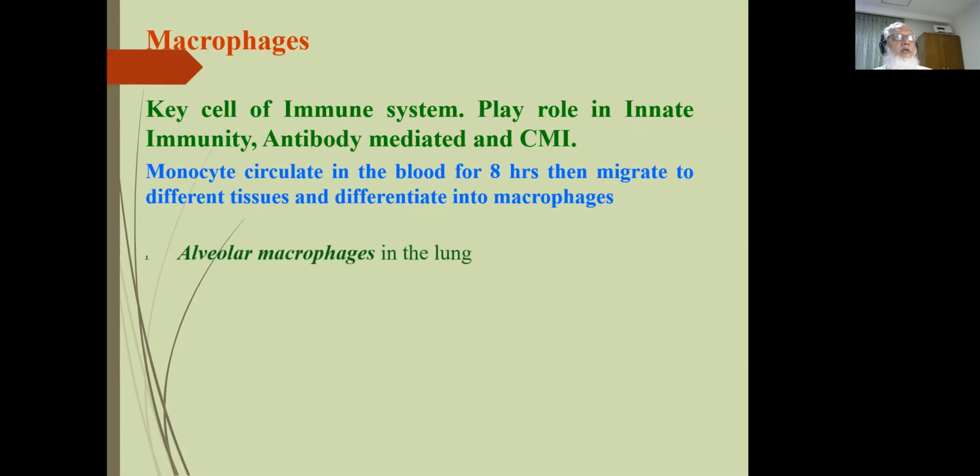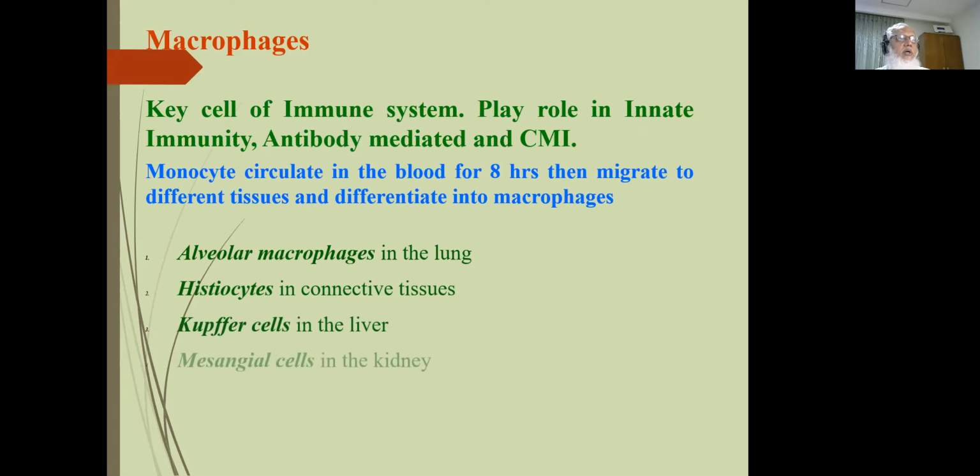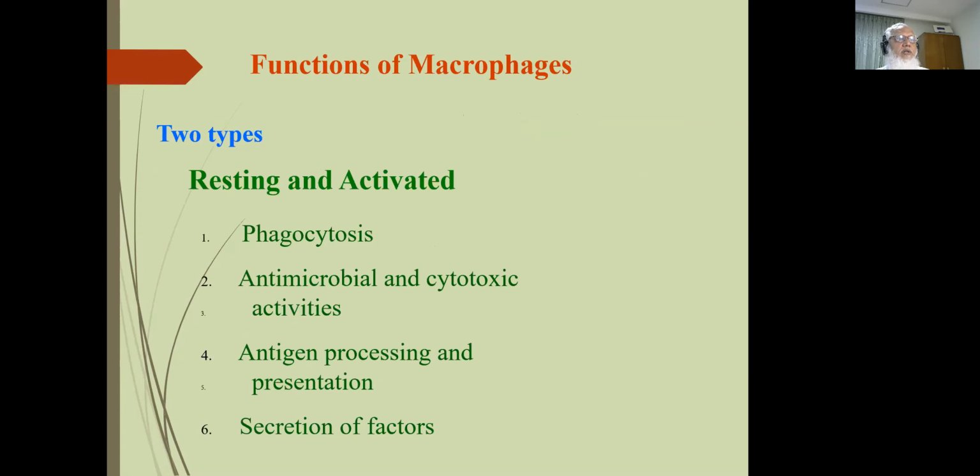These are named, as I have said in the immediate previous slide: in the lung as alveolar macrophages, in the connective tissue as histiocytes, in the liver as Kupffer cells, in the kidney as mesangial cells, and in the brain as microglial cells. What are their functions? There are 2 types, resting and activated. Their functions include phagocytosis, big eater, antimicrobial and cytotoxic activity, antigen processing and presentation, and secretion of many factors, including cytokines.